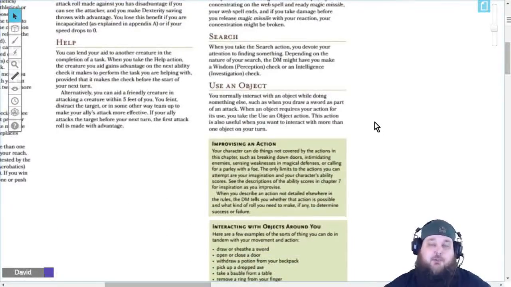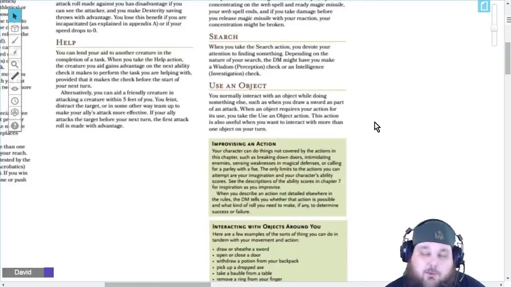Now, search is another one. Search is a search action. This is where you devote your attention to finding something. So you can use your movement coupled with your action, and you can search for something. And depending on the nature of your search, the Dungeon Master might make you do a wisdom perception check, or maybe even an intelligence investigation.